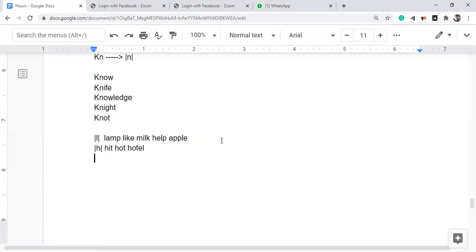So the next sound we'll see is called the raw sound. Okay. Raw sound is also a very important sound. For example, raw red, raw river, raw mirror. Sorry, this is the river. So raw red, raw river, raw mirror. Simple sound is there.